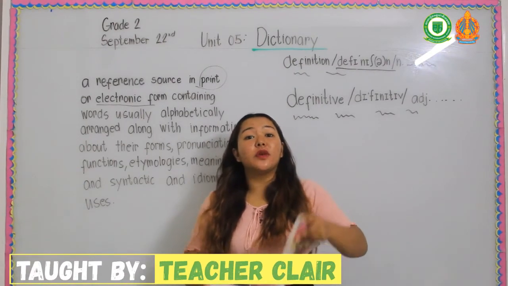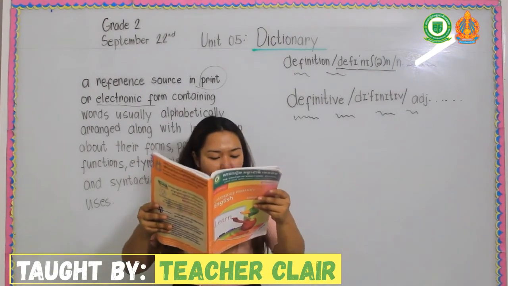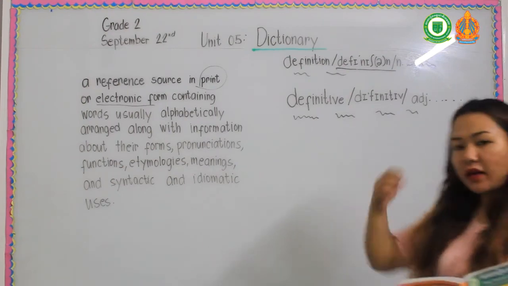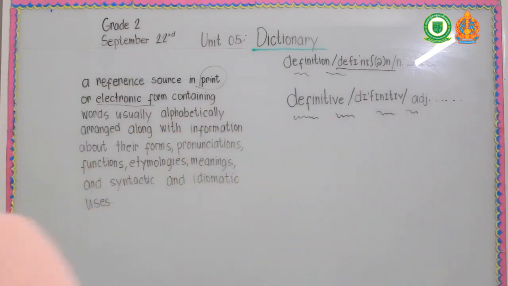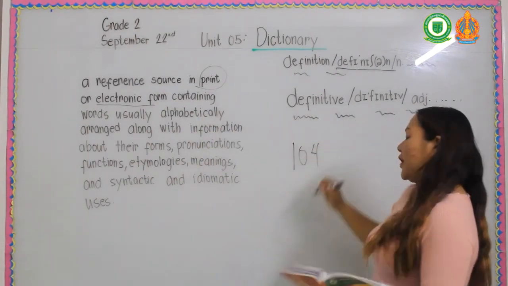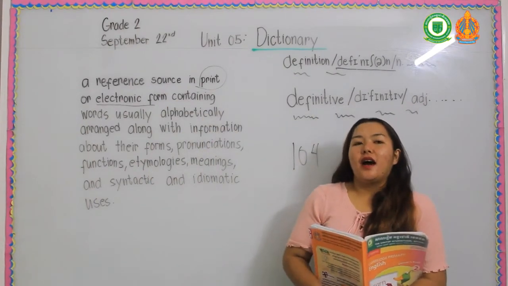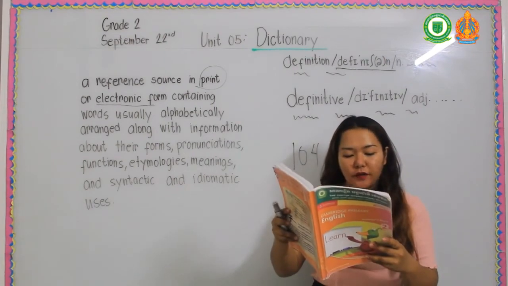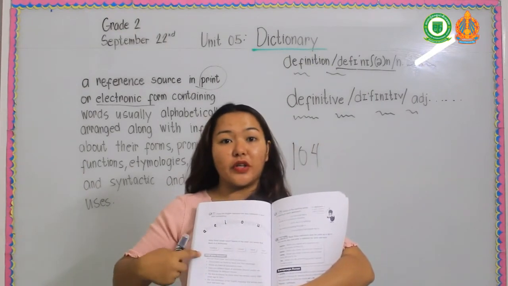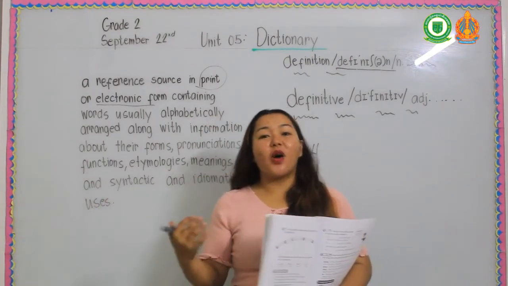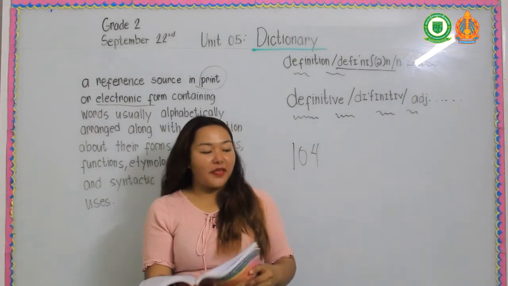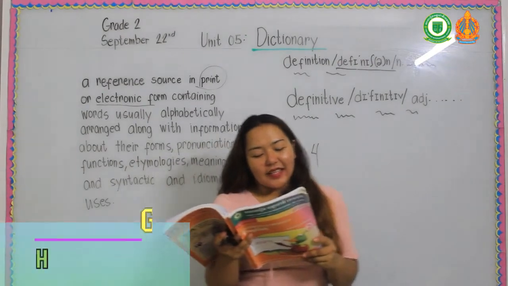Now, I want you to get your books and go to page 104. Please open on page 104. Okay. On page 104, there is additional things that we need to know about your dictionary. So let's all discuss these things together.